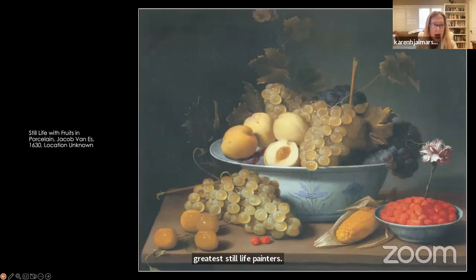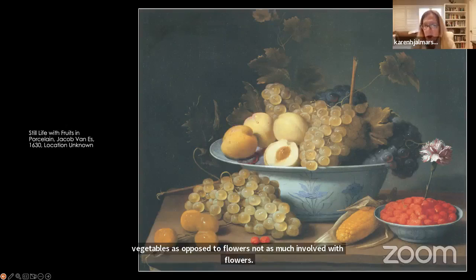Let me just go back. All right, Jacob van Es. And Jacob van Es was also from Antwerp, along with Osias Beert and Clara Peeters. He worked in the medium of still life, but he did a lot of fruits and vegetables as opposed to flowers, not as much involved with flowers. Some of these seem like random objects, but they weren't.